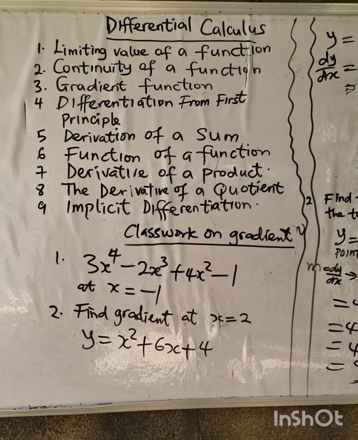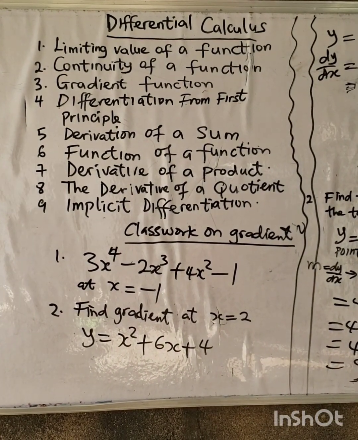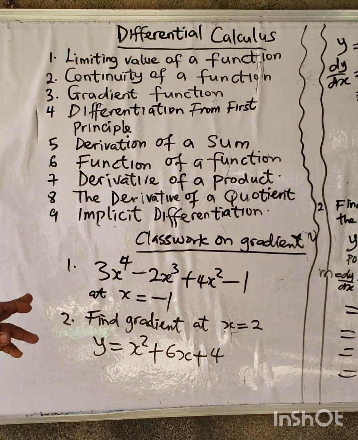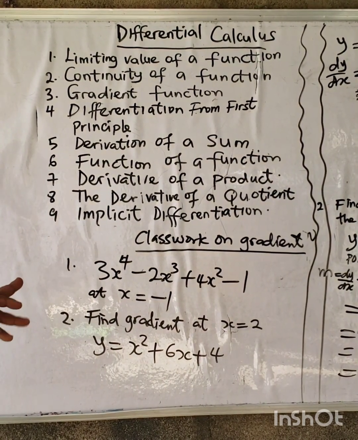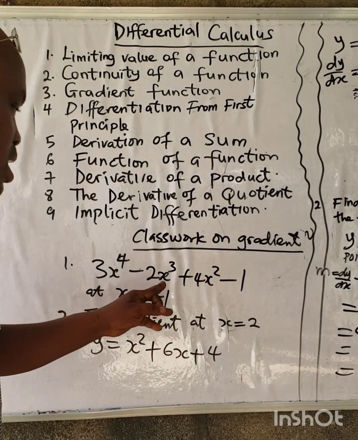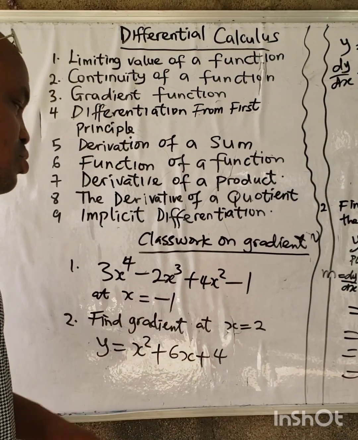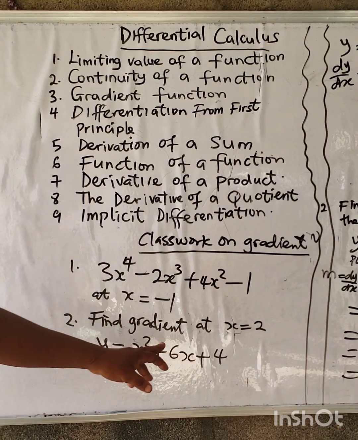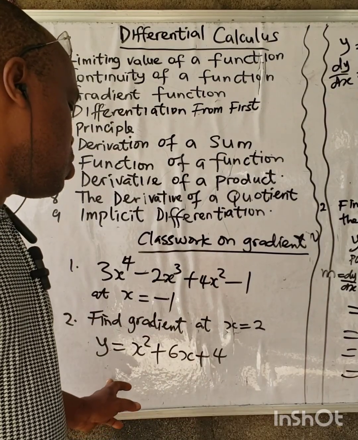Now look at the classwork on gradient. 3s raised to power 4 minus 2s cubed plus 4s squared minus 1 at s equal to minus 1. Find the gradient at s equal to 2.